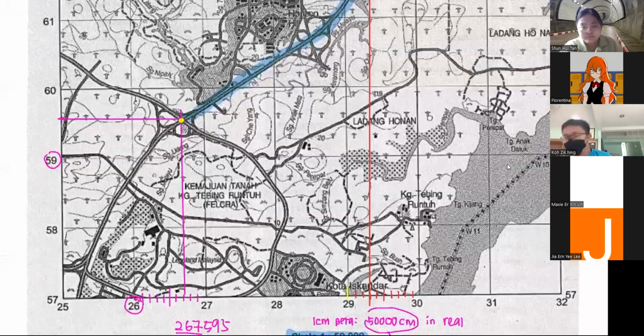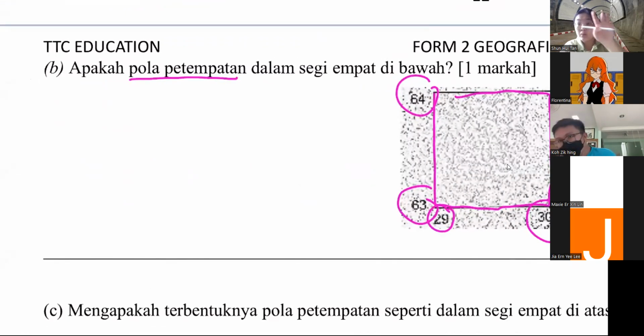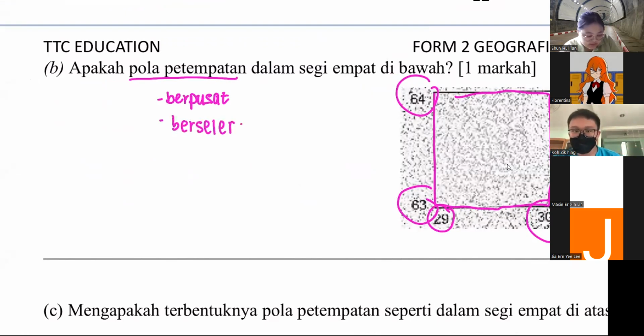If you forgot what is pola petempatan, you can write it down. We have learned 4 jenis pola petempatan. The first is what? Berpusat, where all the houses are actually gathered at the junctions. All right. And then we have bertaburan. The houses are arranged far away from each other. Followed by what? Berkelompok. Berkelompok is like they stay in a group. The houses are built in groups. And then you have berjajar.